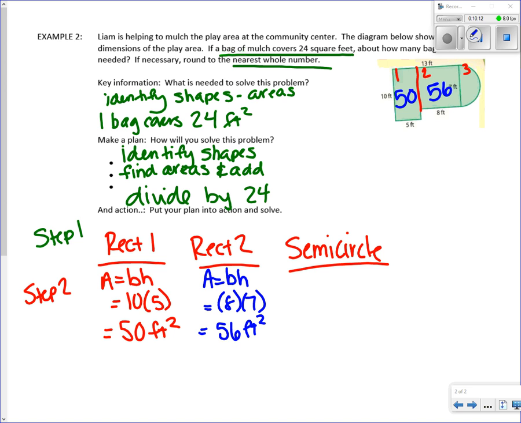Okay, so this semicircle, that means that I want half of a circle. So I have to put the 1/2 in front of my pi r squared because I don't want the whole circle, I only want half of the circle. Okay, so we're going to fill in what we know. I know pi is 3.14. And if my diameter is 7 all the way across my circle, my radius, half of that, is going to be 3.5. So I'm going to square 3.5.